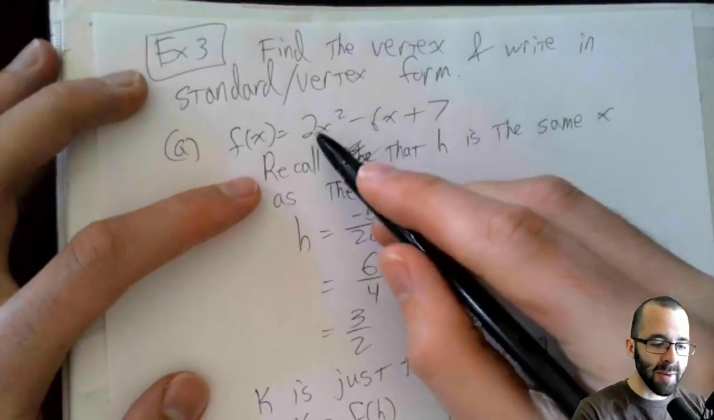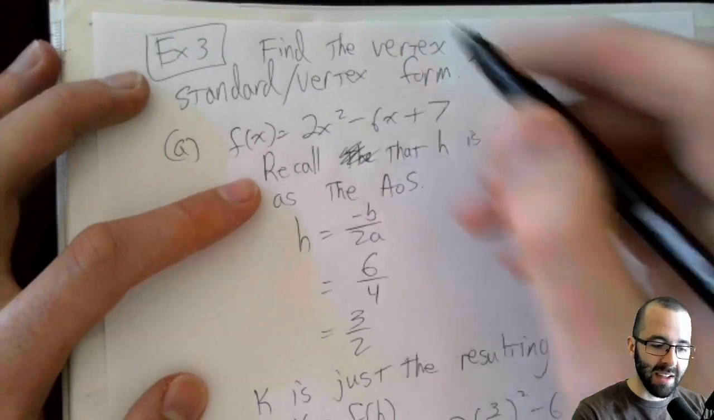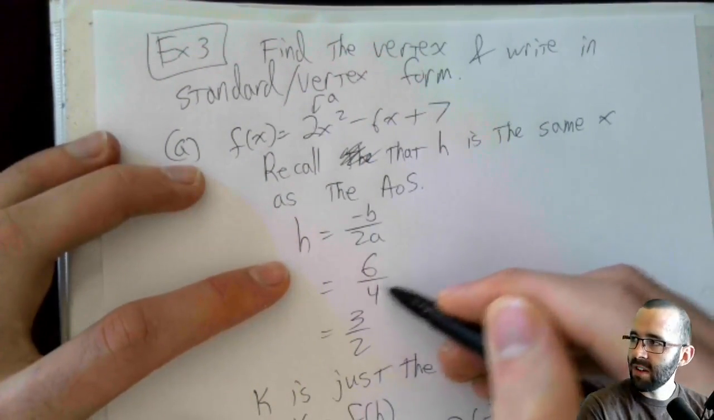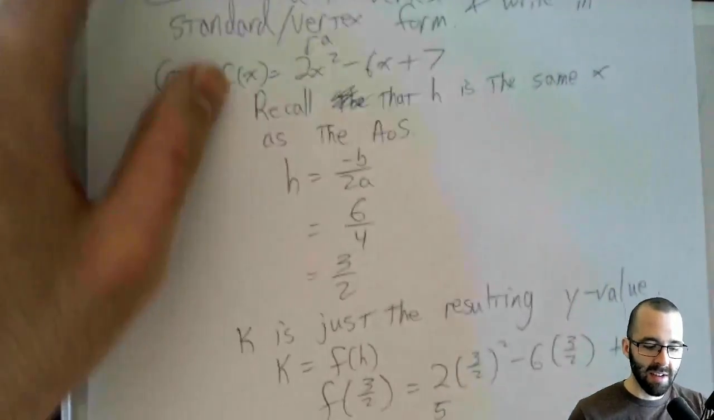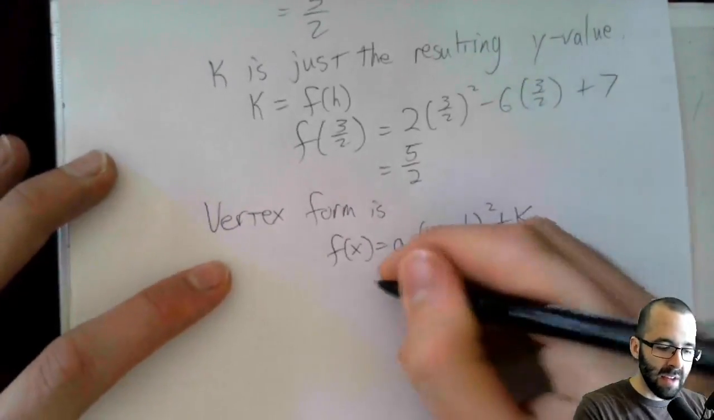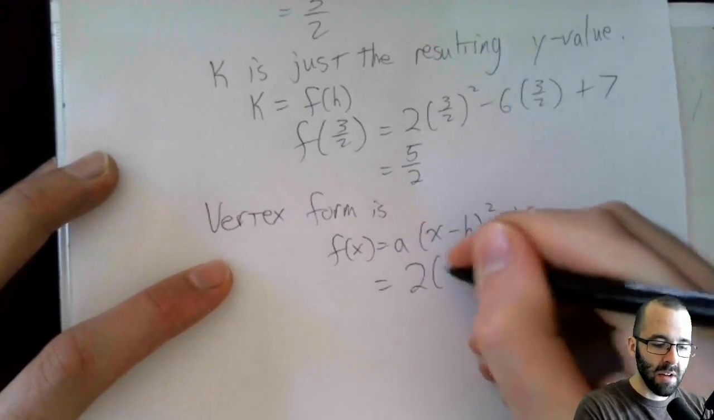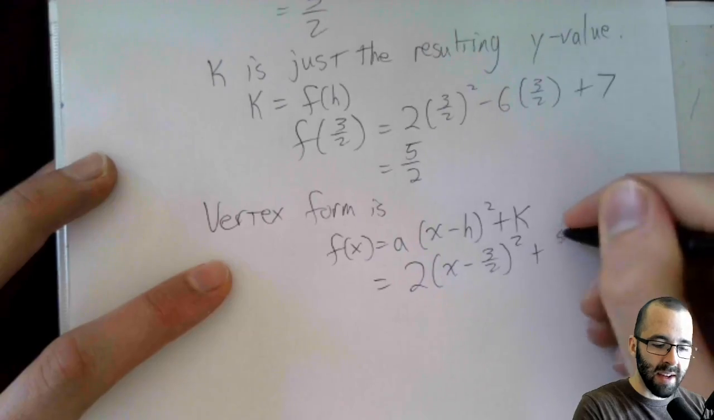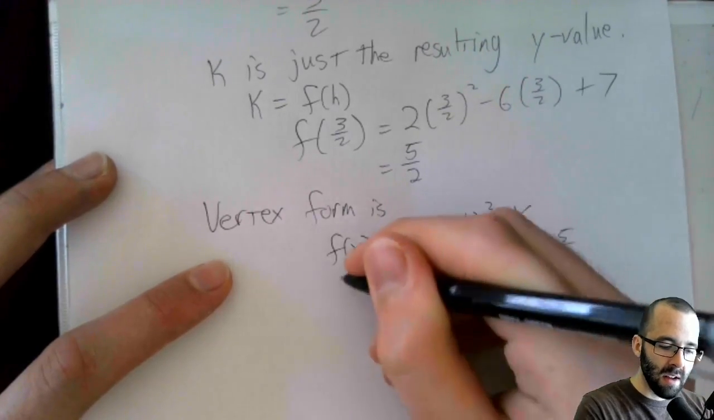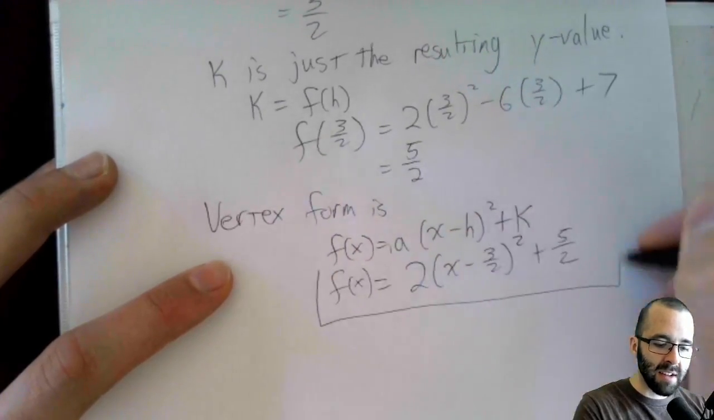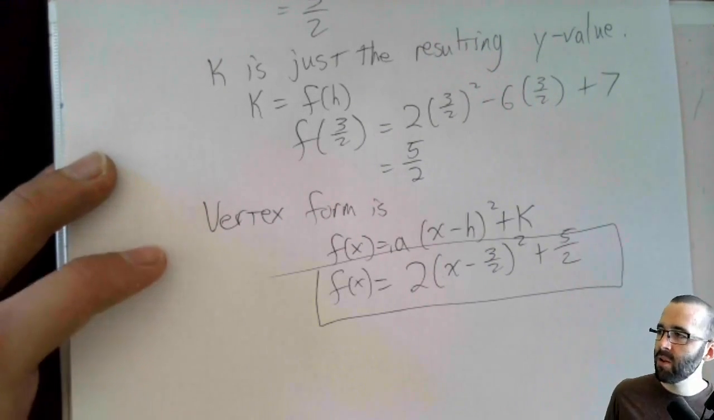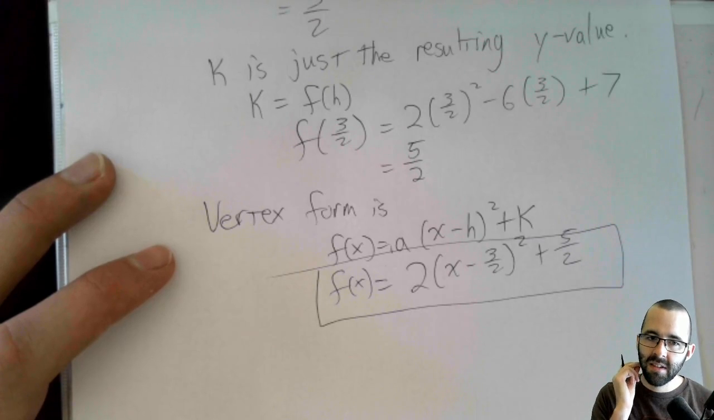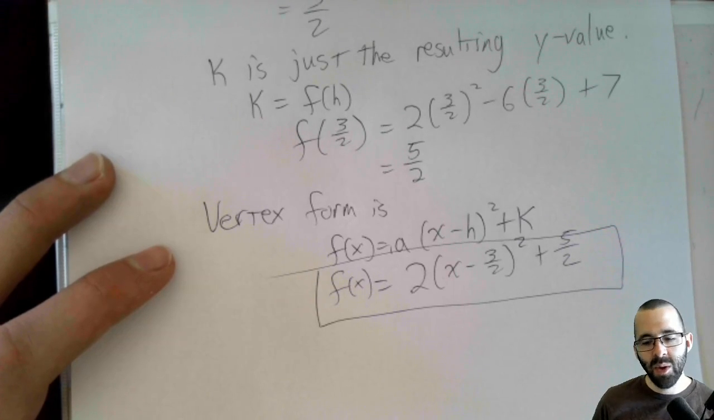Remember, general form is ax squared plus bx plus c. This is a right here. Right, we used a already to find h. So, a we said was 2. H we said was 3 halves. And k we said was 5 halves. And we got our answer in vertex form. That's how you approach these. That's one way to approach it.